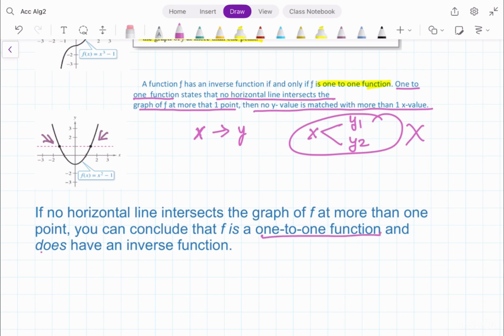Right? So if no horizontal line intersects the graph of f at more than 1 point, we can conclude that f is a one-to-one function and does have an inverse function. If it is not a one-to-one function, that means it does not have the inverse function.